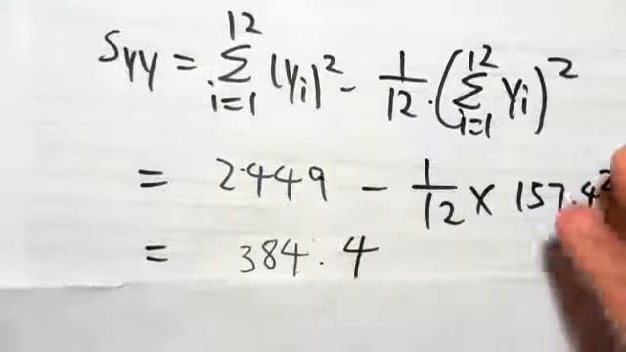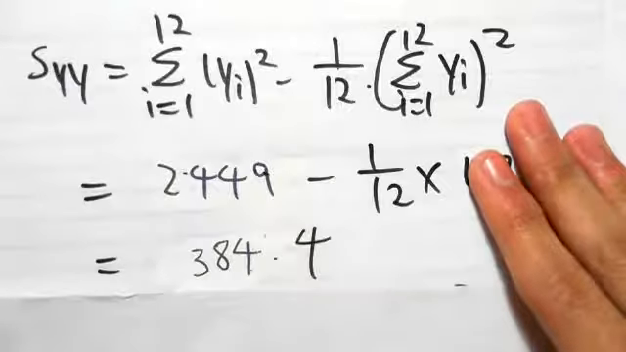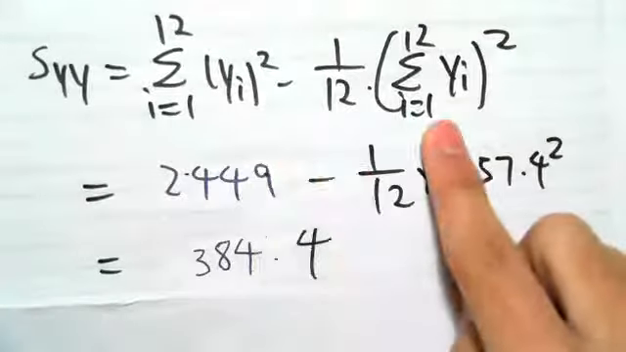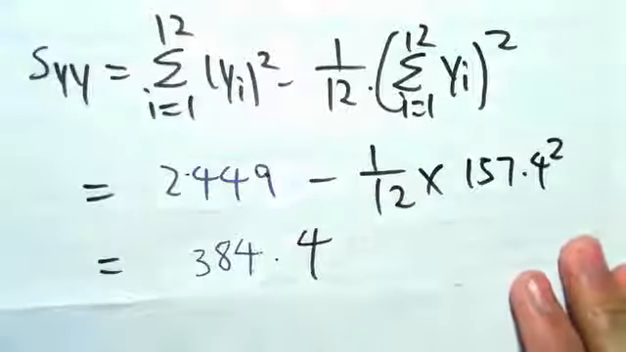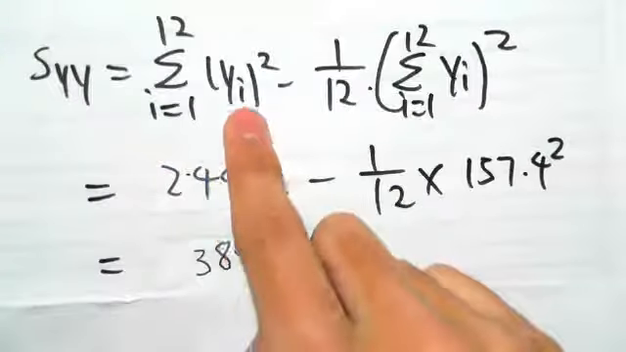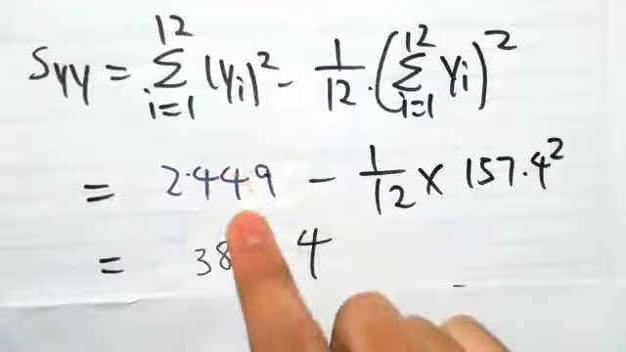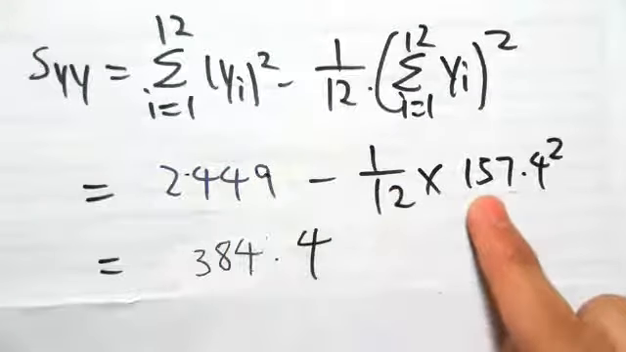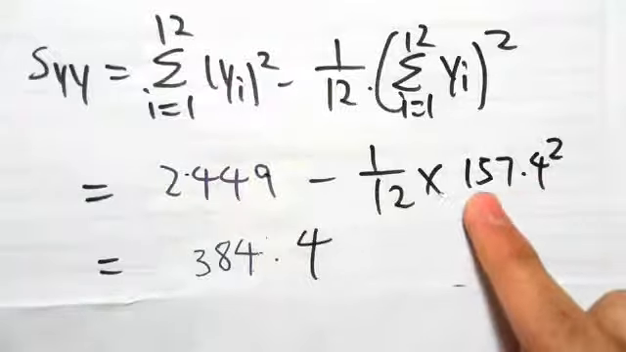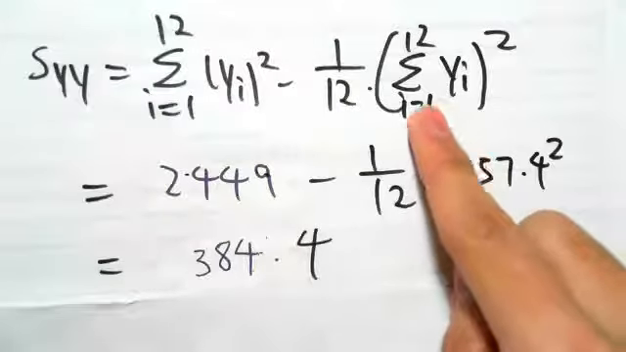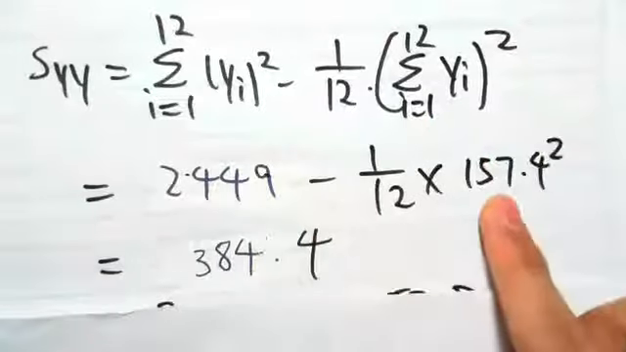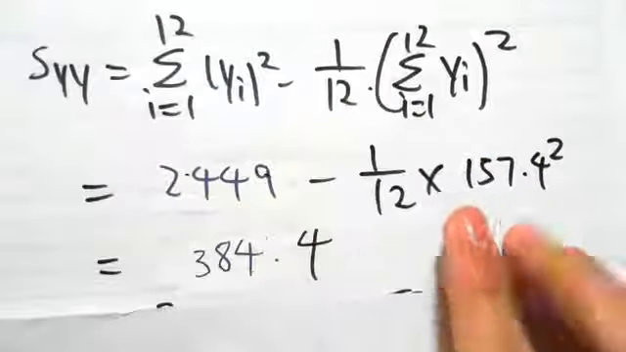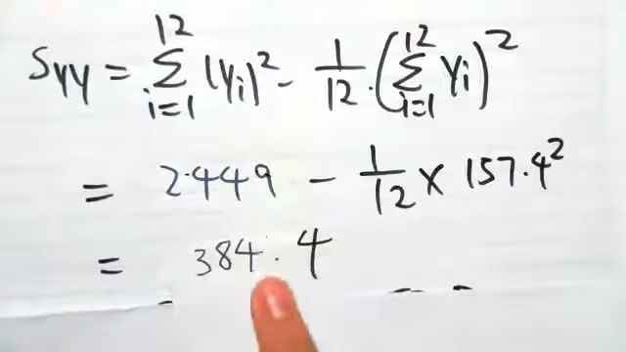Let's find syy, the last number. So syy is equal to this in our formula here, with n being the sample size, which was 12. We found that the sum of yi squared was 2449 from the beginning, minus 12 times 157.4 squared. 157.4 is actually the sum of yi, which is what we found at the beginning too. Once you sub these numbers into the calculator, you should find that syy is equal to 384.4.